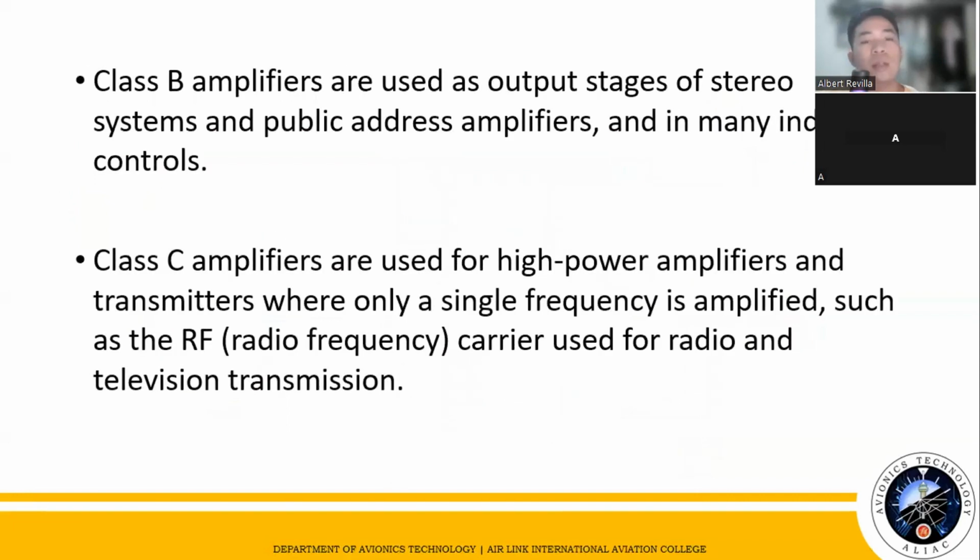So, when it comes to Class B amplifier, used as output stage just of stereo system and public address amplifier and in many industrial controls. So, Class C amplifier are used for high power amplifiers and transmitter where only signal frequency is amplified, such as radio frequency carrier used for radio and television transmitter.